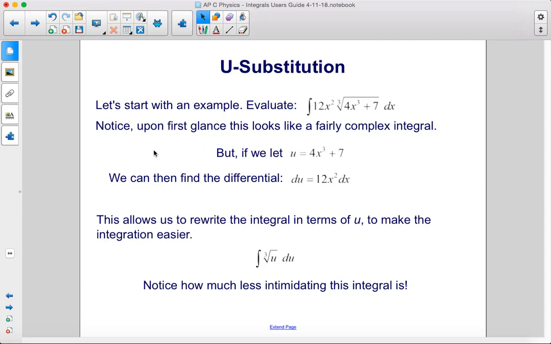Evaluate. Notice upon first glance this looks like a fairly complex integral. But if we let u equal 4x to the third plus 7, so everything under here, we can then find the differential du equals 12x squared dx. This allows us to rewrite the integral in terms of u to make the integration easier. So the integral of the third root of u du. Notice how much less intimidating this integral is.